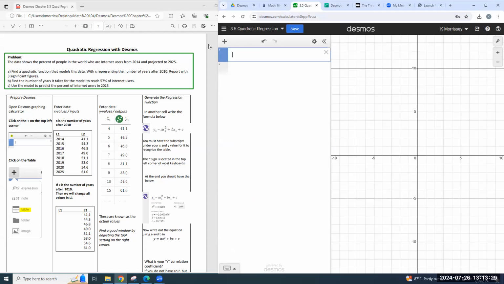Welcome to Math 104, where we're talking about quadratic regressions with Desmos. We're also going to be doing the average error on here as well at the very end.